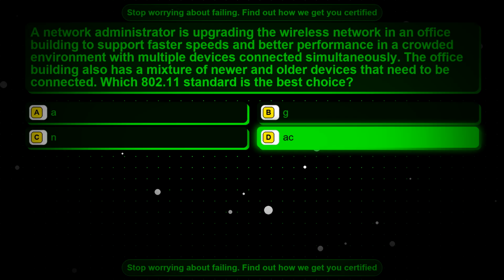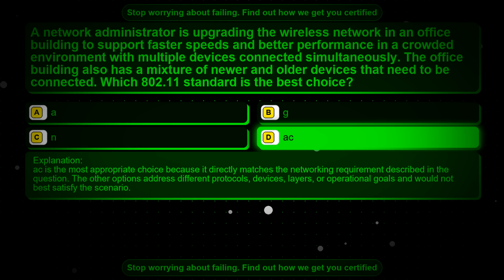The correct answer is option D, AC. AC is the most appropriate choice because it directly matches the networking requirement described in the question. The other options address different protocols, devices, layers, or operational goals and would not best satisfy the scenario.